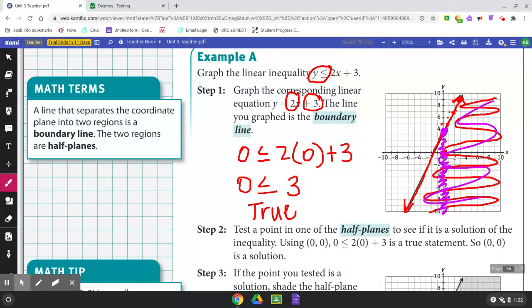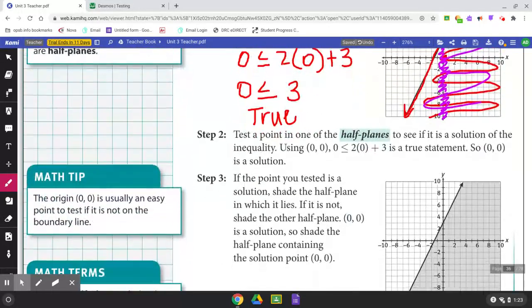So you can do it either of two ways. You can pick a test point, and if you can use 0, 0, use 0, 0. If it's a true statement, shade the region that the origin is in. If it's a false statement, shade the opposite region. Or just simply know that if you get y is less than, shade the region where your y values are less than. If you get y is greater than, shade the region where the y values are greater than.